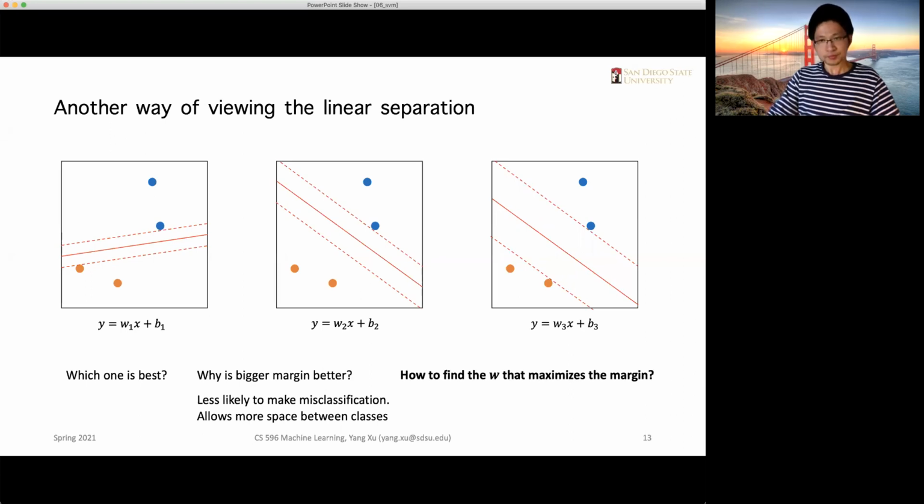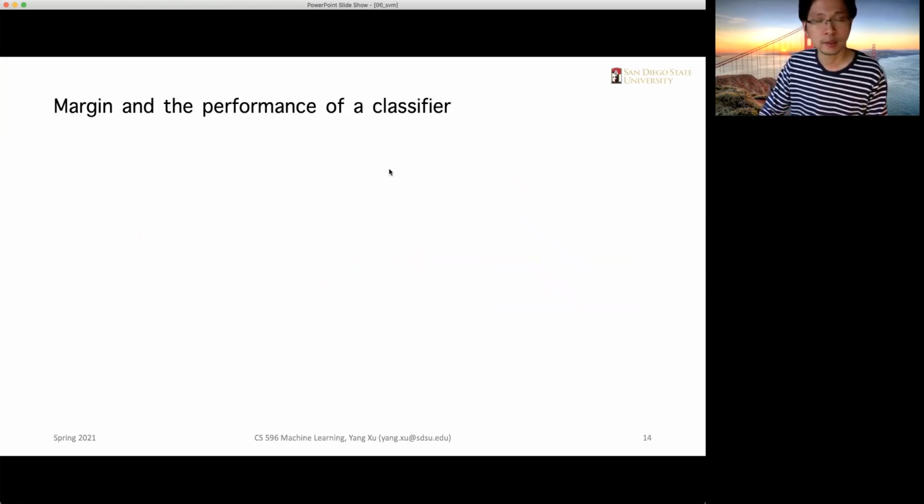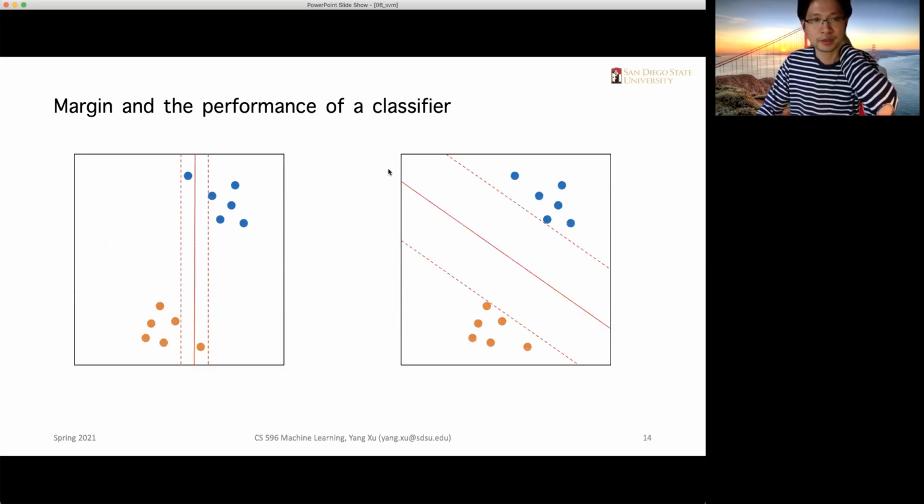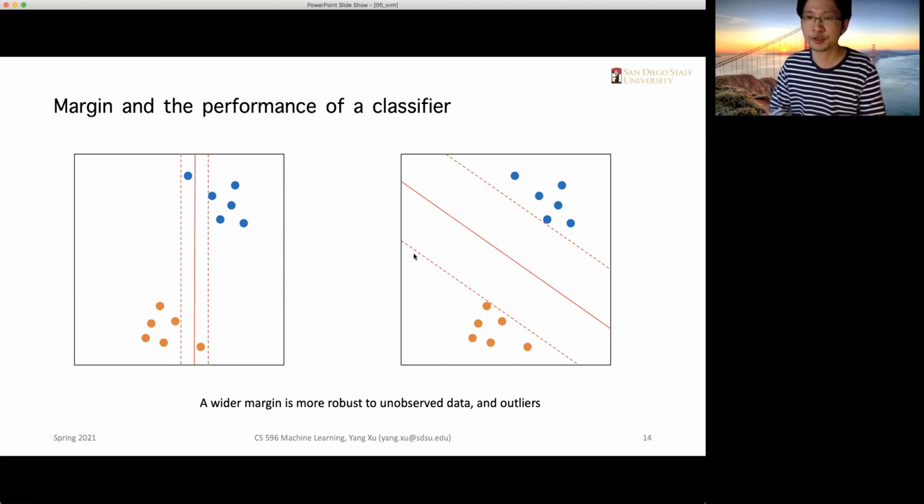So now the question becomes, how do we find the parameters? How do we find the W's that maximize the margin? That is the problem here. So we have a point to start from, which is good. Let's take a further step. How do we maximize the margin? These two plots are still to showcase why larger margins are a preferred choice, because you can see that when the margin is too small, it's very likely to make misclassifications.